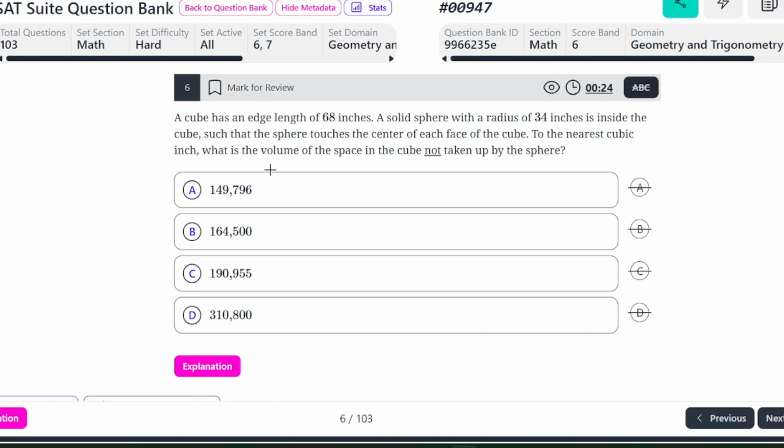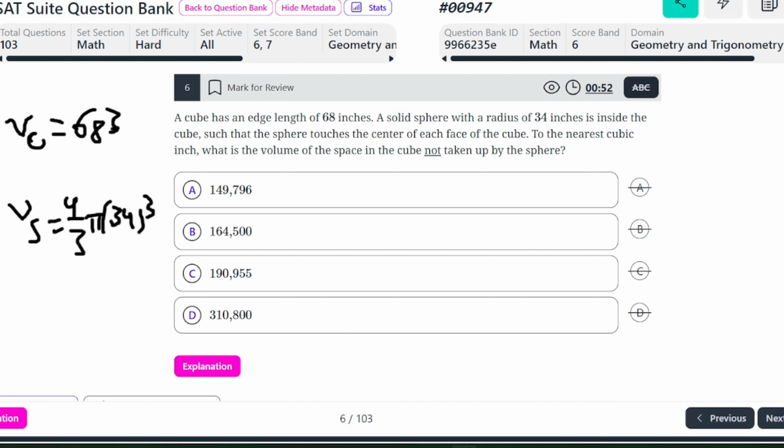So the nearest cubic inch was the volume of the space in the cube not taken up by the sphere. Okay, so what we're actually going to do here is get the volume of both shapes and then just subtract them. It's just as simple as that. So V of C, for cube, is going to be 68 cubed, right? And V of S is going to equal 4/3 pi 34 cubed.